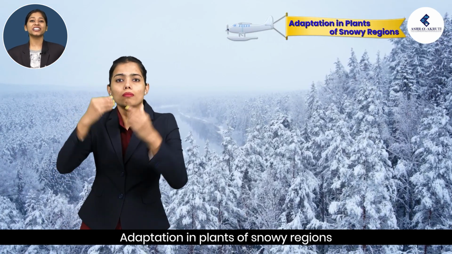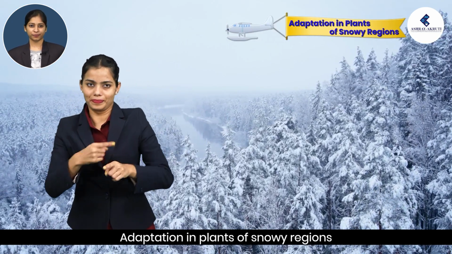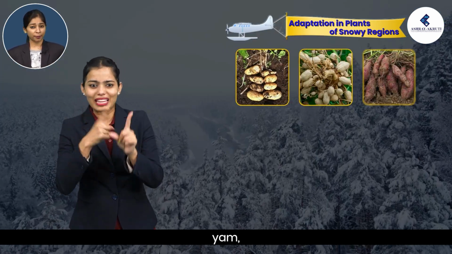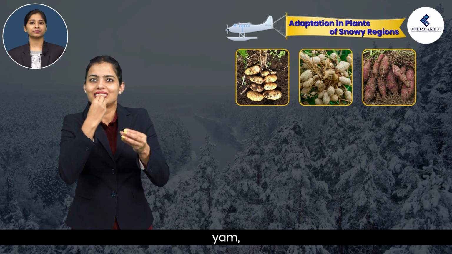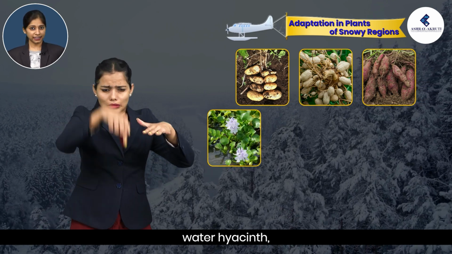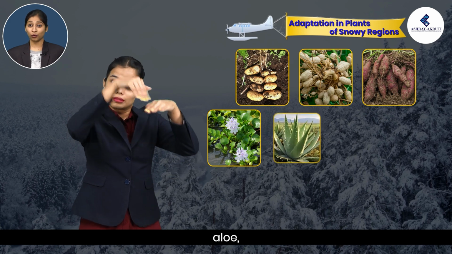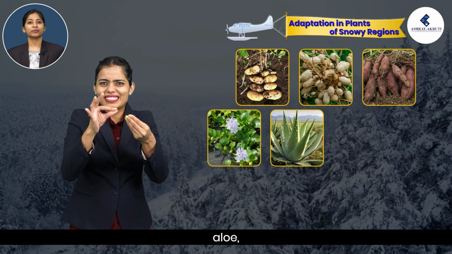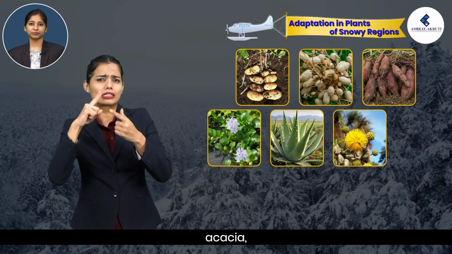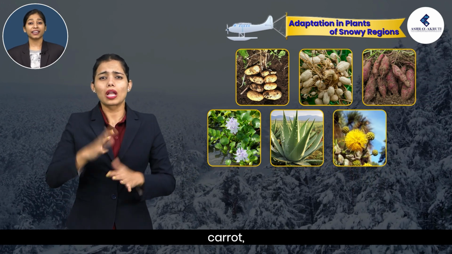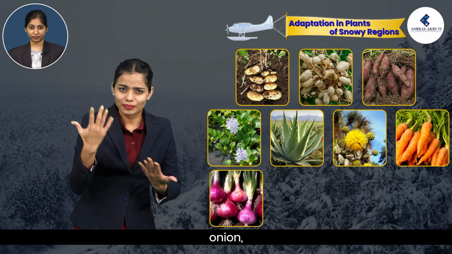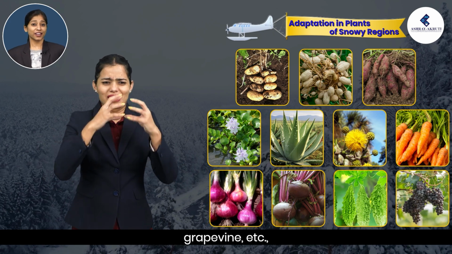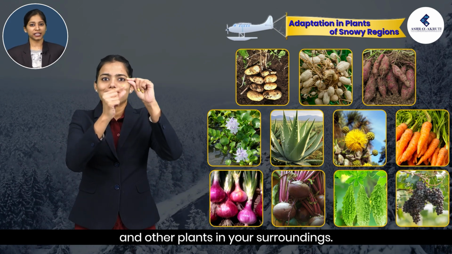Adaptation in plants of snowy regions. Observe plants like potato, groundnut, yam, water hyacinth, aloe, acacia, carrot, onion, beet, bitter gourd, grapevine, etc. and other plants in your surroundings.